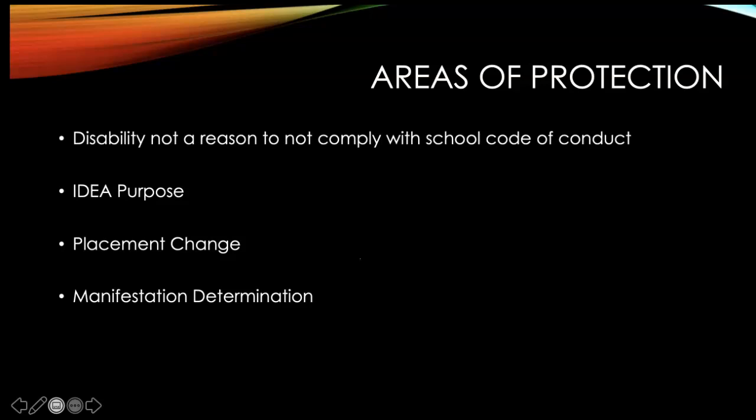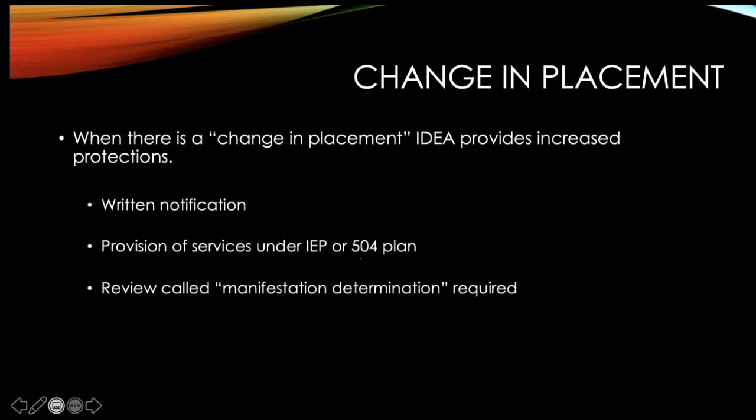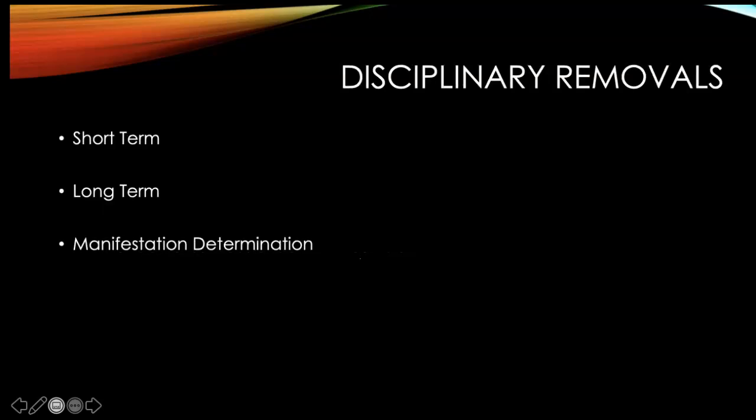Protections apply in two broad situations: when there is a change in placement that prevents a child from receiving services, for example, being removed from school, and when a child's behavior is caused by her disability. In this case, there would be a process called a manifestation determination. For a change in placement, parents must be notified. There need to be services under the IEP or 504 plan, and a review called a manifestation determination is required.